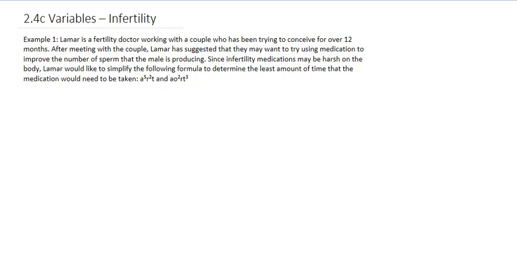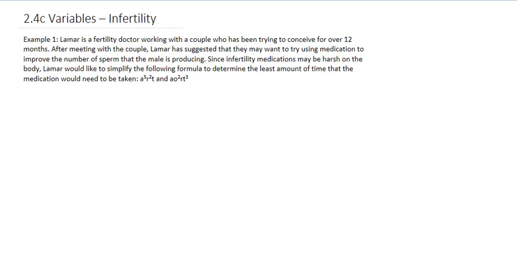Variables. Lamar is a fertility doctor working with a couple who's been trying to conceive for over 12 months. After meeting with the couple, Lamar has suggested that they may want to try using medication to improve the number of sperm that the male is producing. Since infertility medications may be harsh on the body, Lamar would like to simplify the following formula to determine the least amount of time that the medication would need to be taken.